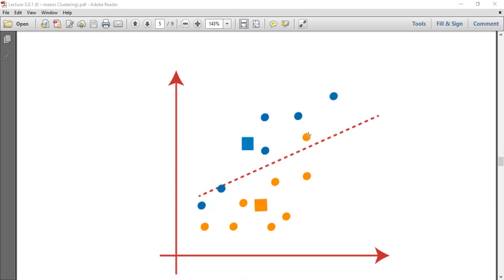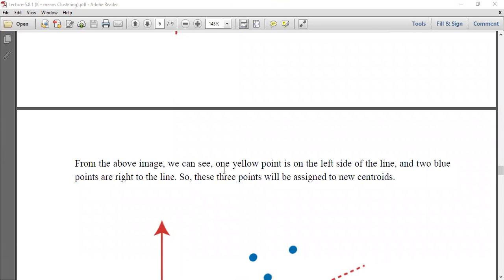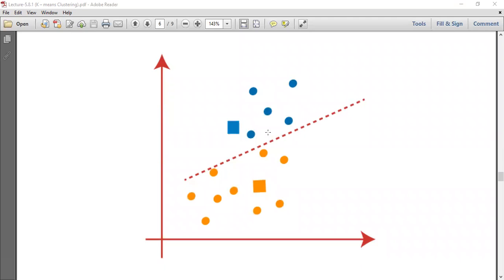Now this yellow data point converts to blue because it is nearer to the blue centroid, and these two blue data points are nearer to yellow, so now they convert into yellow. From the above image, we can see one yellow point is on the left side of the line and two blue points are on the right. So these three points will be assigned to the new centroids. So this is the new image.